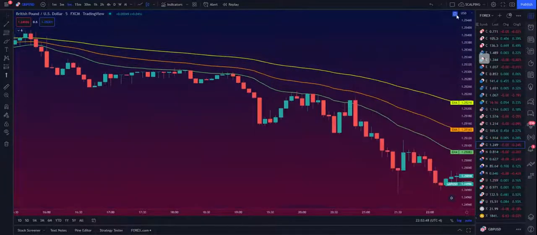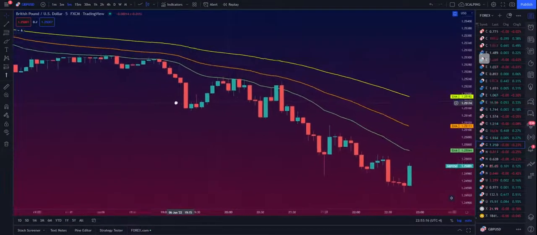All right. So the first one, we need 3 exponential moving averages that we use. Just that and the candles. We need the 100, that's the yellow. The 50, it's always orange on my screen. And the 25 exponential moving average. And I'll show you what we do with those.